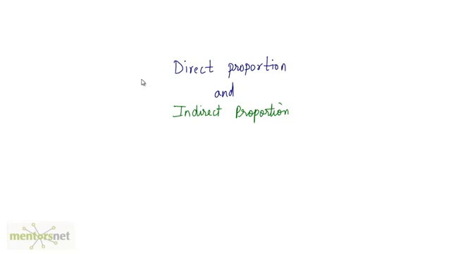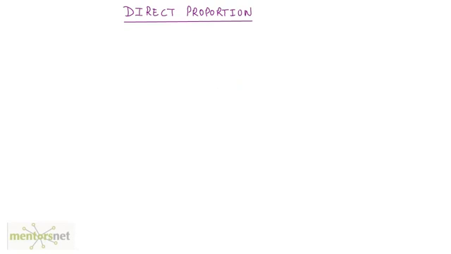Hey everyone, in this video we are going to talk about direct proportion and indirect proportion. It is a topic under ratio and proportions, and firstly we are going to look at what is direct proportion. So suppose that there are two quantities related to each other. Let's say we have petrol consumed and distance covered by that vehicle.